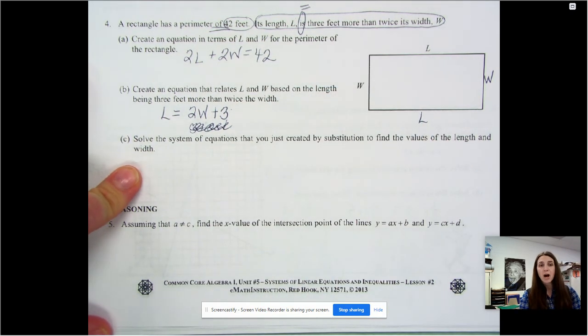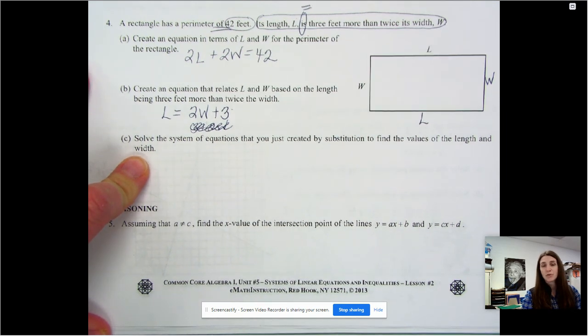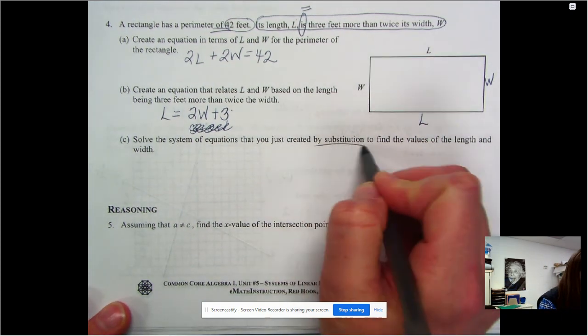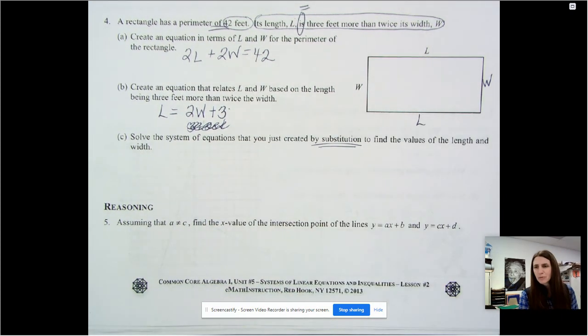Solve the system of equations that you just created by substitution to find the values of the length and the width. So again, they're giving us a big hint that we're substituting in. I don't think the Regents will do this for you. You have to be able to figure out which way you're going to solve it, but here we go.